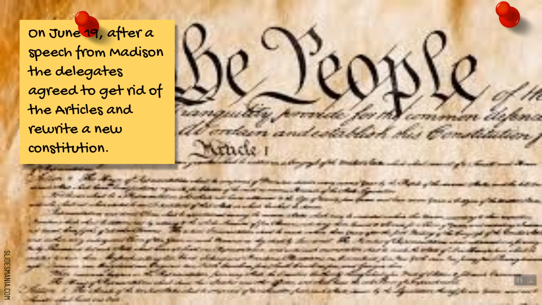But on June 19th, it was finally decided after James Madison gave a really long speech to the delegates that they all agreed to get rid of the Articles of Confederation altogether. Instead of amending and adding laws, they just decided to scrap it and start from scratch, and they wanted to rewrite a new constitution. And the Virginia Plan would be a very important inspiration for what they would end up writing.